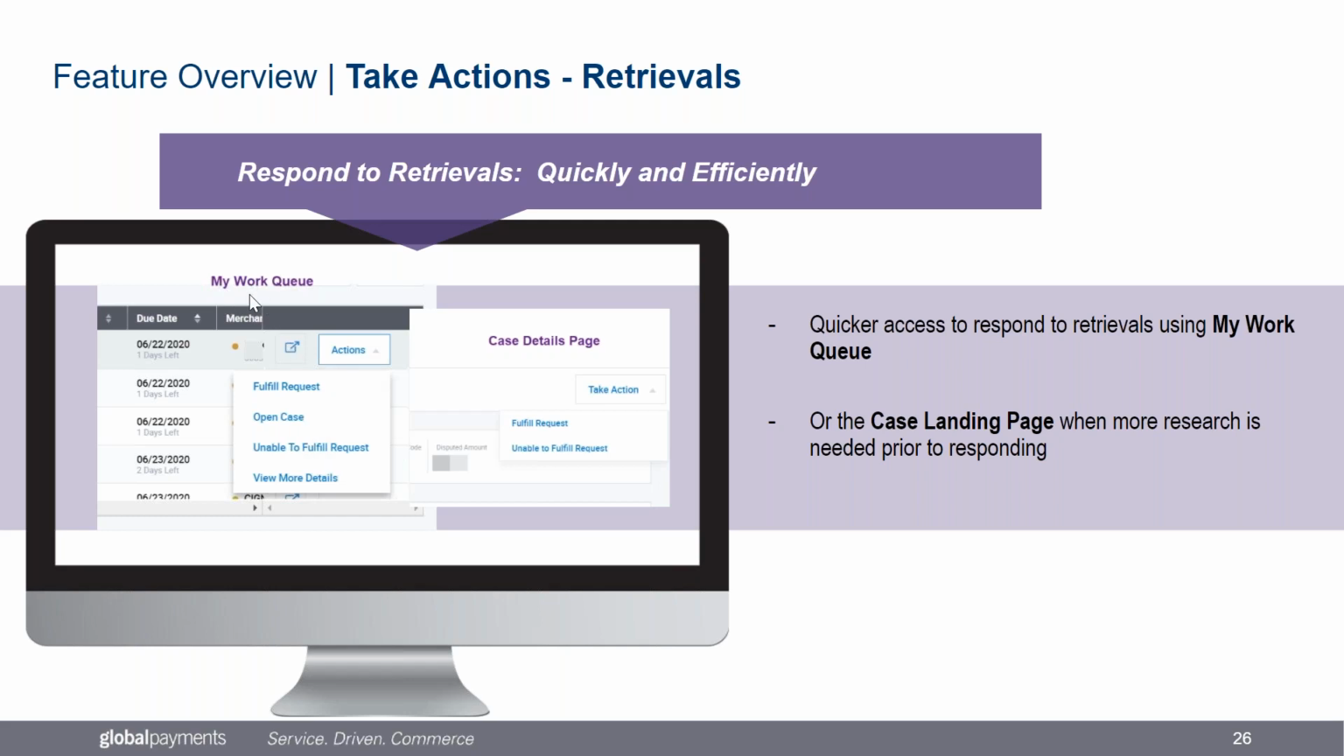So in other words, you don't have to go deeper into the case. If you're familiar with the reason code and you know what you need to attach if you're going to fulfill the request, you can do it right from the My Work Queue. You don't have to open the case to look at more detail.